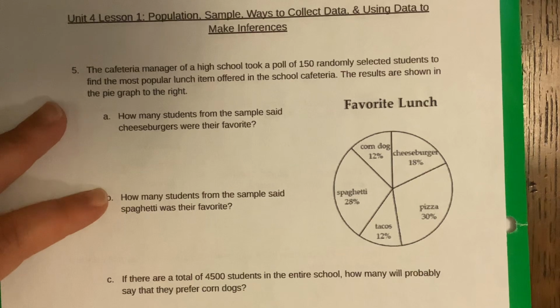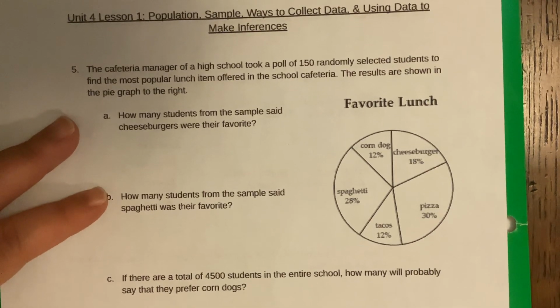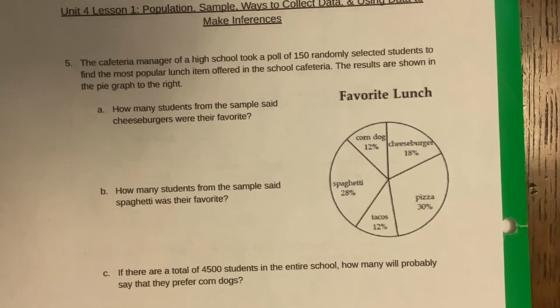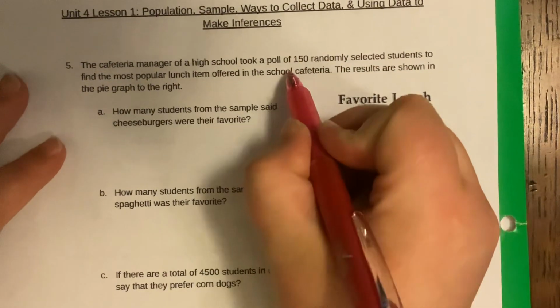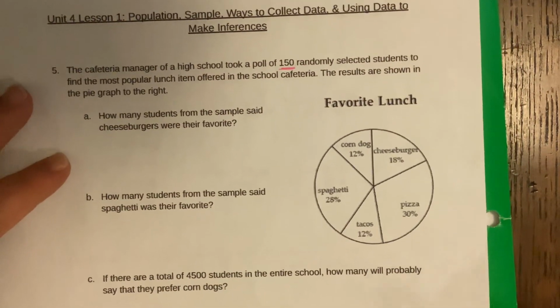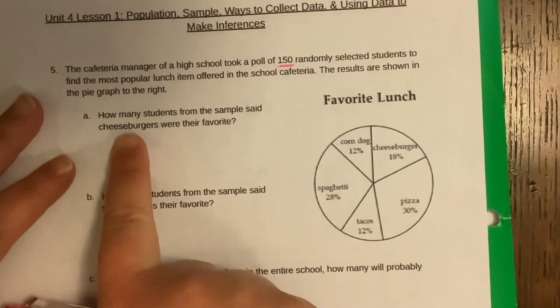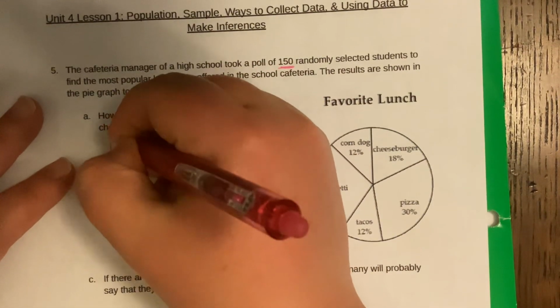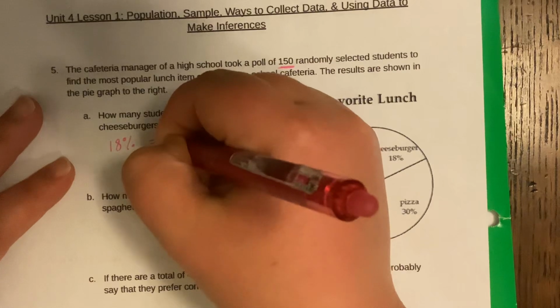Okay. So how many students from the sample said cheeseburgers were their favorite? Now, it's important to understand how many people are in the sample. So she took a poll of 150 students. So what I'm going to do is take the percentage of the number of students that said cheeseburgers, which was 18%, and change it to a decimal. So 18% is the same as 0.18.